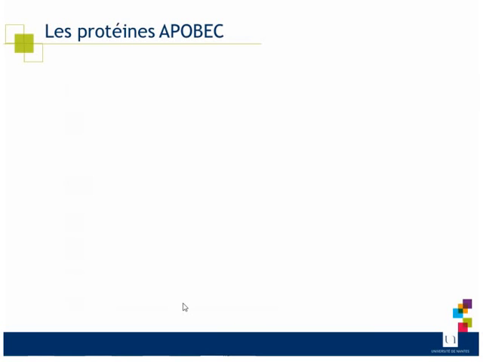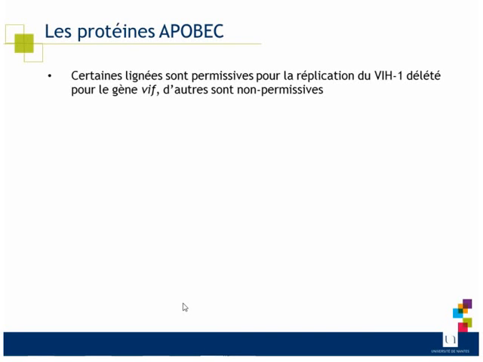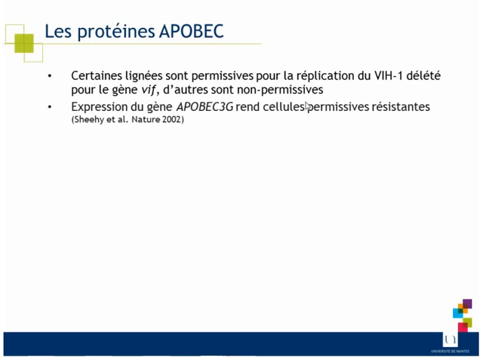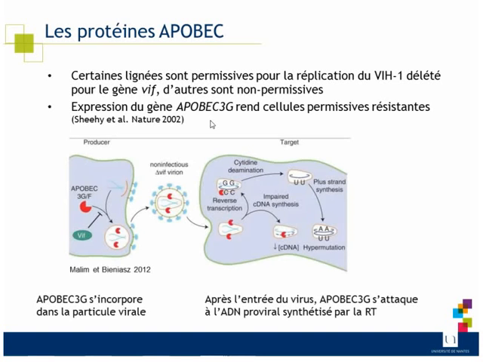Okay, so now we're going to go on to the APOBEC proteins. And once again, it all starts with the observation that some human cell lines are permissive for HIV replication, this time for viruses that are deleted for an accessory gene called VIF. And other cell lines are non-permissive. So the idea was, let's clone the gene that's responsible for the restriction of these viruses. And that turned out to be APOBEC3G.